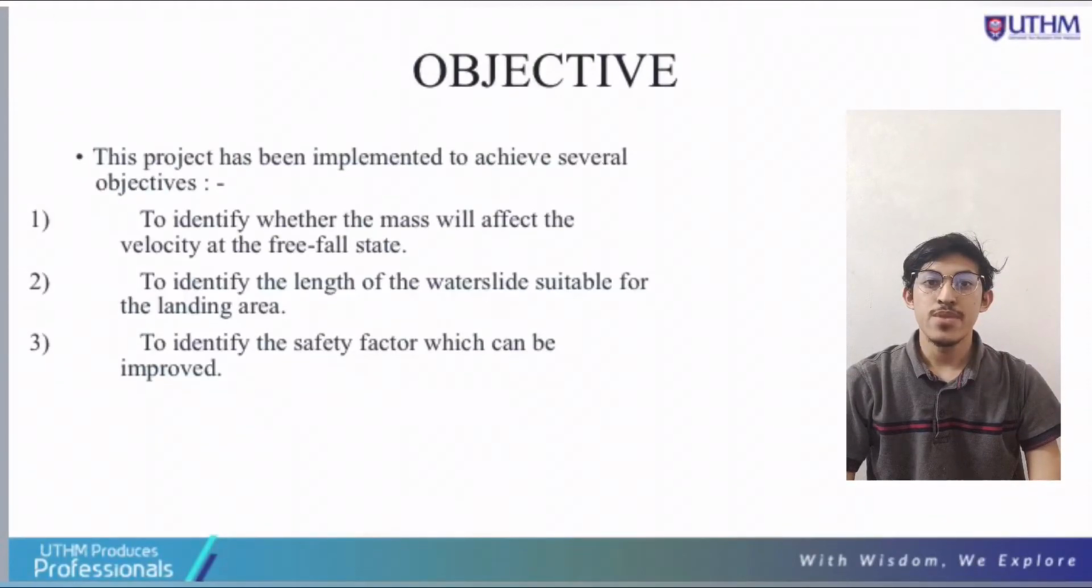This project has been implemented to achieve several objectives. Number 1, to identify whether the mass will affect the velocity at the free fall state. Number 2, to identify the length of the water slide suitable for the landing area. And number 3, to identify the safety factors which can be improved.